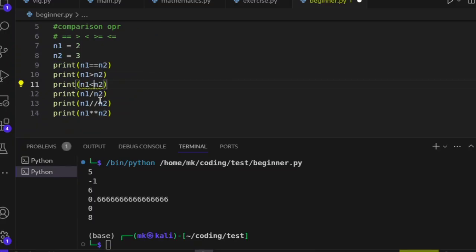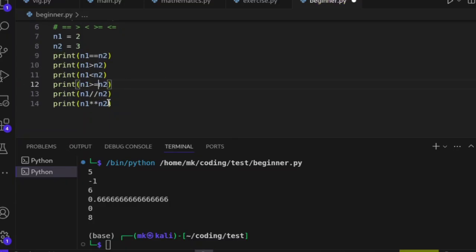Then the other one, which is less than, I'm asking what I have inside n1, is it less than what I have inside n2? If it is true, then I'm going to see true, otherwise I'm going to see false. Then we have greater than equal to. Here I'm asking what I have inside n1, is it greater than n2, or are they equal? If one of those questions is true, then the answer is going to be true. Is n1 greater than n2? If yes, then it's true. Are they equal? If yes, then the answer is true.